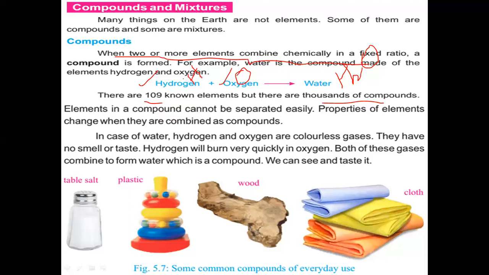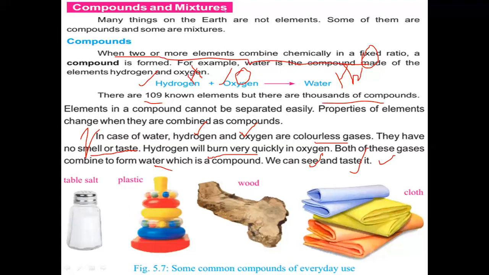So number two, in compounds, if we see in this example, hydrogen and oxygen are gases. They are colorless gases. They are having no smell and no taste. Hydrogen burns very quickly in oxygen. So when they burn, both of these gases combine to form water as a compound. But water, even though it is tasteless, sometimes when we drink water, we can taste it. So both of the gases form another substance, a new substance, that is liquid in structure.